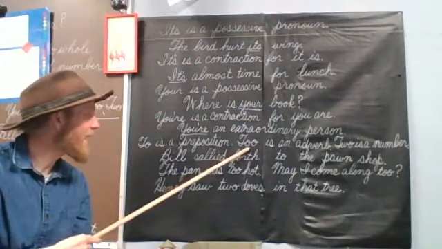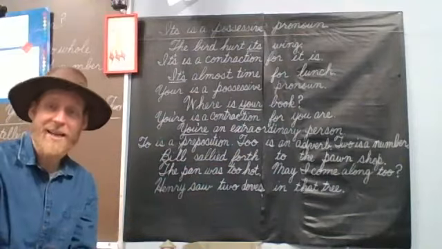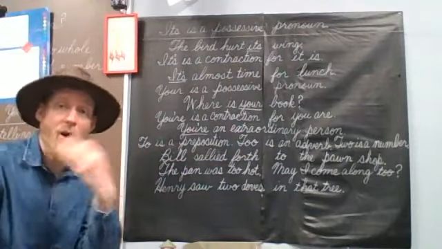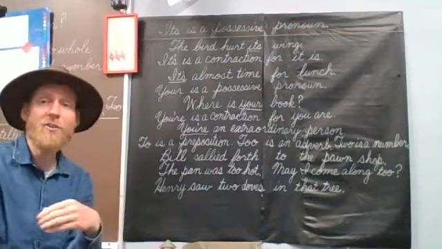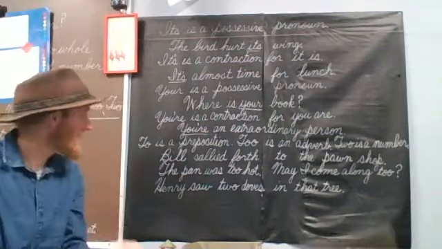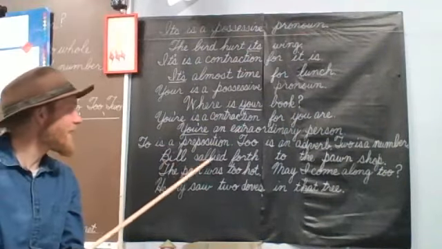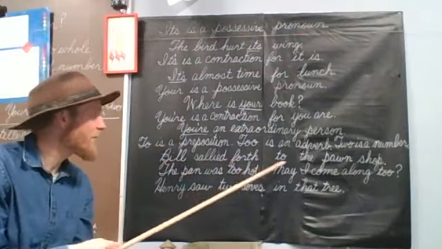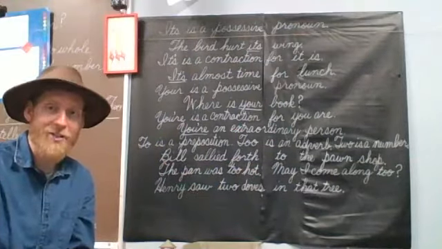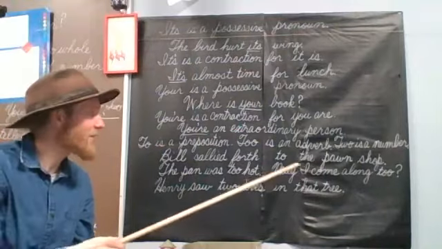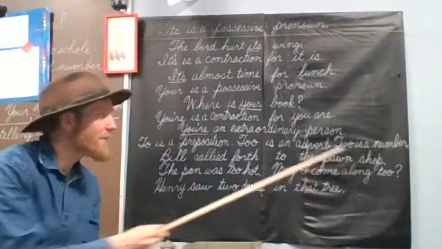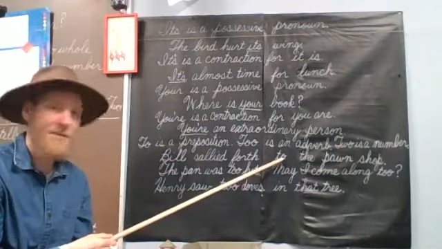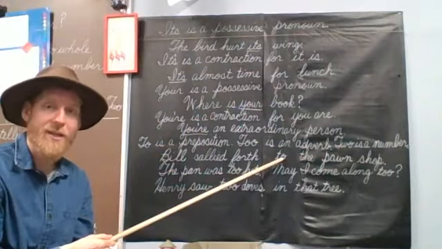Too, the adverb. That too is extreme or beyond, or it could also mean also. So let's look at these. Bill sallied forth to the pawn shop. It's direction. It's the preposition. There's an object to the preposition, shop. And then the beginning of a prepositional phrase, to, T-O.